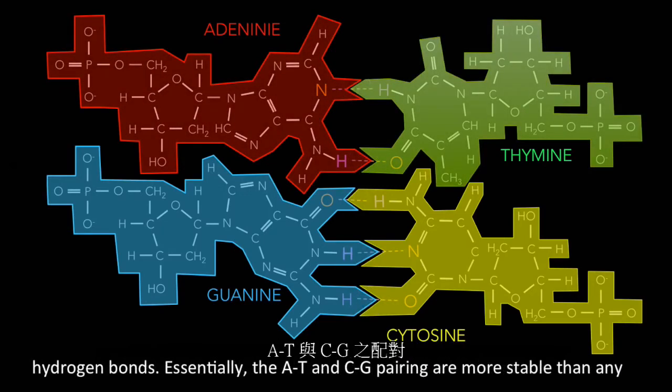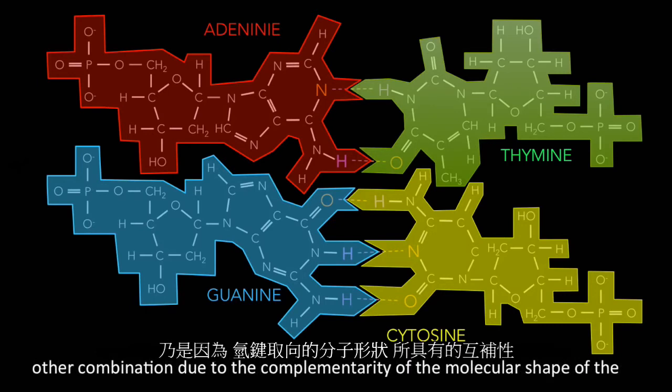Essentially, the A, T, and C, G pairing are more stable than any other combination due to the complementarity of the molecular shape of the hydrogen bond orientation.